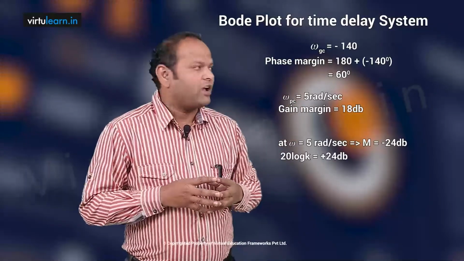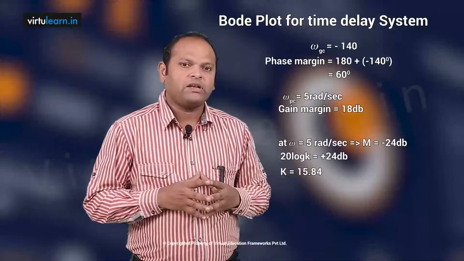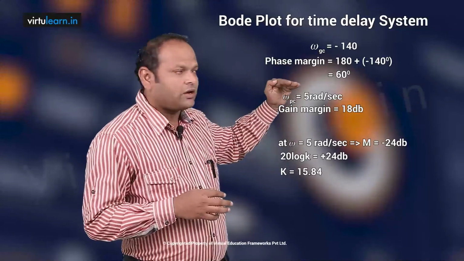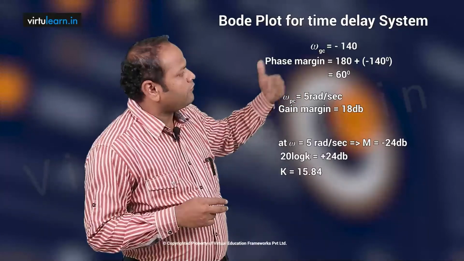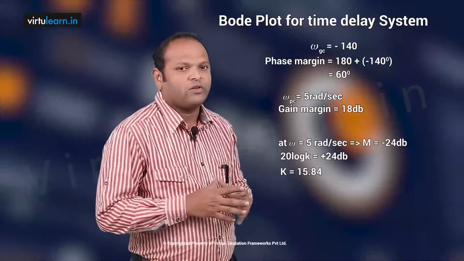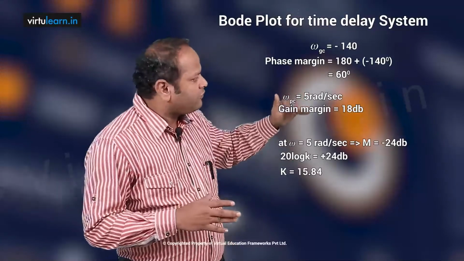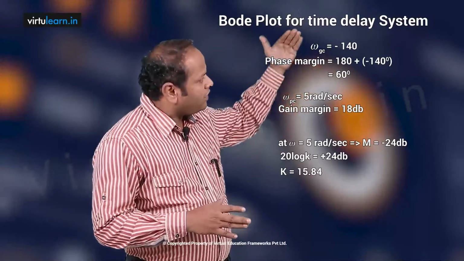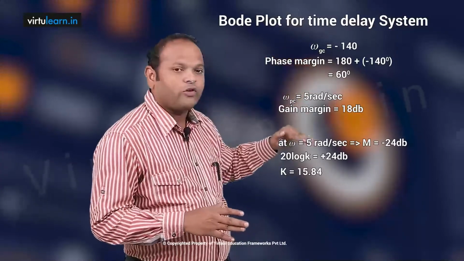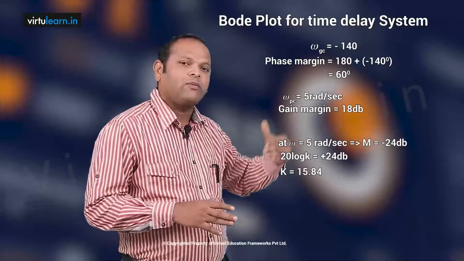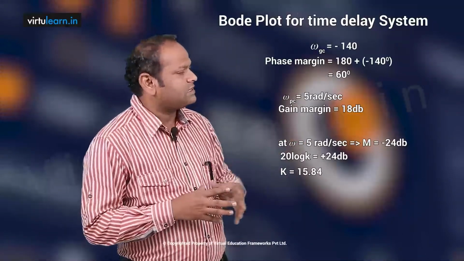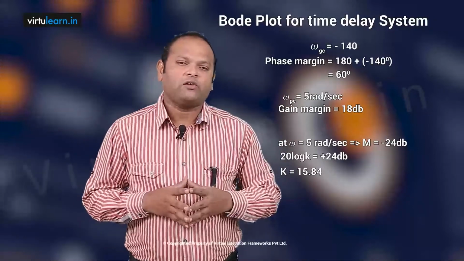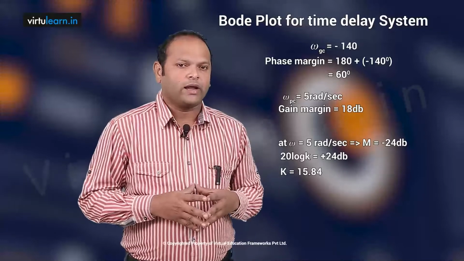The corresponding k value is 15.84. As we know, when k is 1 we have omega GC as 1. Now if you increase the k value to 15.84, it becomes 5 radian per second. Since you are shifting upward, k is increased. If there is a need to shift downward, then k will decrease and be less than 1. In this case it is greater than 1 because of the upshift. This way we can find the k value for any given omega GC.